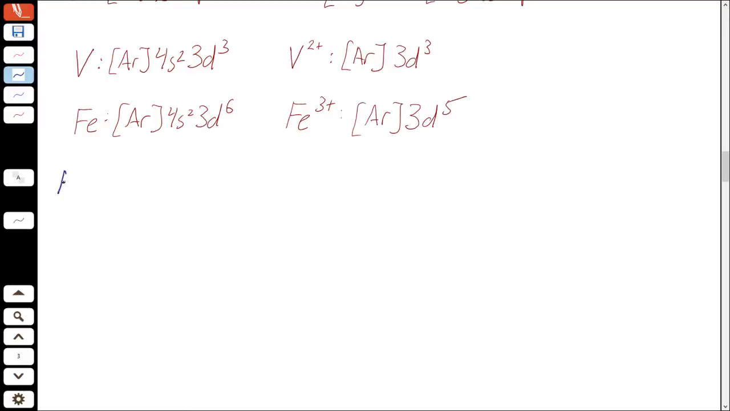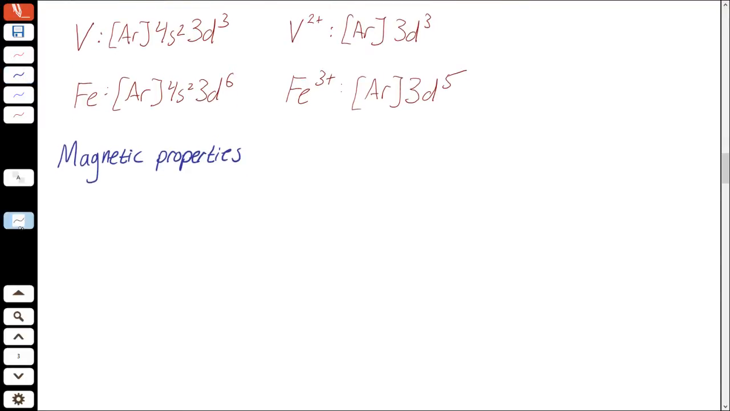So one consequence of this is that these atoms and ions can have magnetic properties. They can interact with magnetic fields. And there are 2 words that describe how these things are going to interact with magnetic fields. One is called paramagnetic.